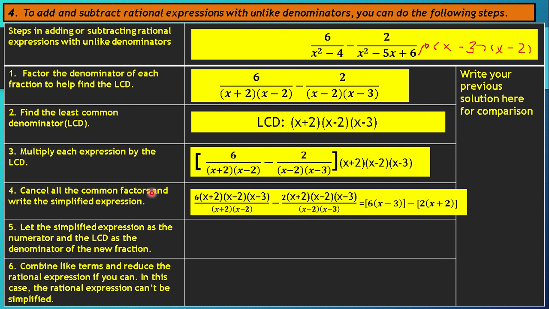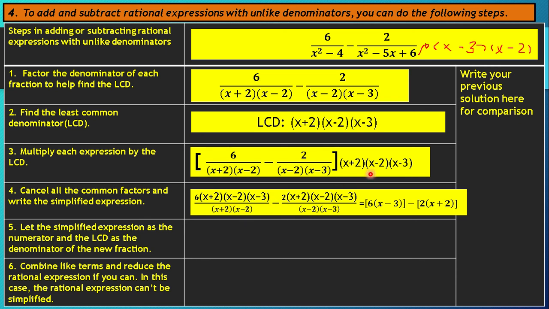Cancel all the common factors and write the simplified expression. Okay? So, apply natin yung distributive property. So, itong buong LCD natin, imumultiply doon sa numerator ng first rational expression. So the LCD times 6 is 6 times quantity x plus 2, quantity x minus 2, quantity x minus 3 over x plus 2, x minus 2.